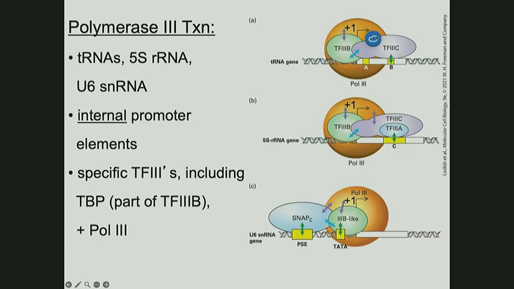And just like all of our other RNA polymerases, there are going to be specific general transcription factors that help position RNA polymerase III. We call these generally TF3s for RNA polymerase III. And one of these, actually TF3B, has TBP as a constituent. So TBP is required for transcription by any of our RNA polymerases. It's a part of the complex for any of our 3 polymerases.